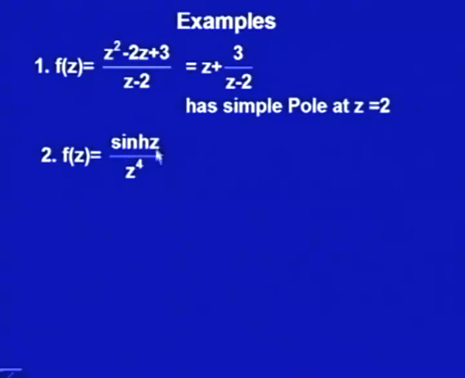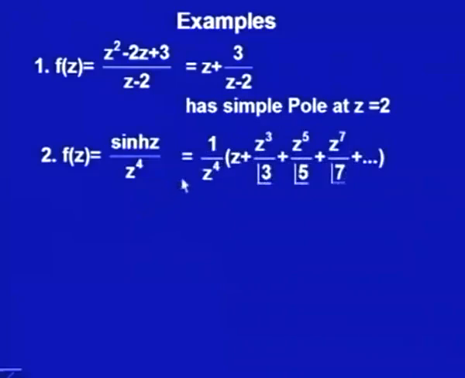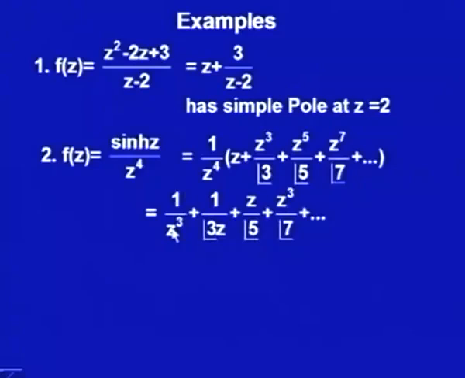Sin hyperbolic z upon z to the power 4. Let us write the Maclaurin series for sin hyperbolic z. It is z plus z cube upon factorial 3 plus z to the power 5 upon factorial 5 and so on, and z to the power 4 is in the denominator, so 1 upon z to the power 4. Let us multiply it. What would I get? I would get 1 upon z cube plus 1 upon factorial 3 times z plus z upon factorial 5 plus z cube upon factorial 7 and so on.